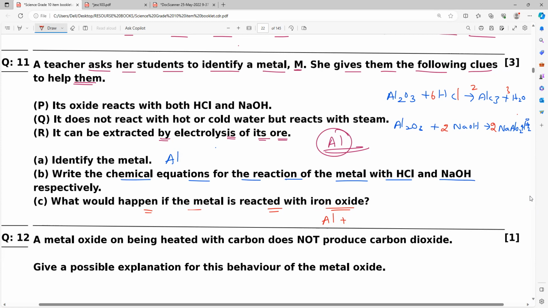What reaction will take place? Aluminum will displace the iron from the iron oxide. Write it. What is the formula of iron oxide? Fe2O3. So it gives what?